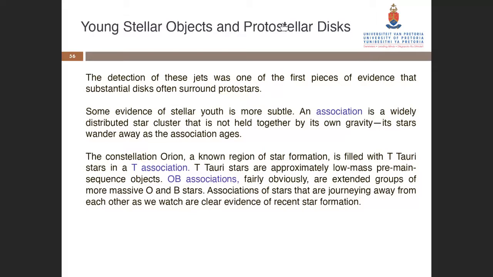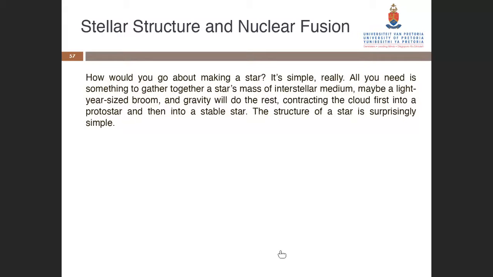Some evidence of stellar youth is more subtle. An association is a widely distributed star cluster that is not held together by its own gravity. Its stars wander away as the association ages. The constellation Orion, a known region of star formation, is filled with T Tauri stars in a T association. T Tauri stars are approximately low-mass pre-main sequence objects. OB associations, fairly obviously, are extended groups of more massive O and B stars. Associations of stars that are journeying away from each other as we watch are clear evidence of recent star formation.